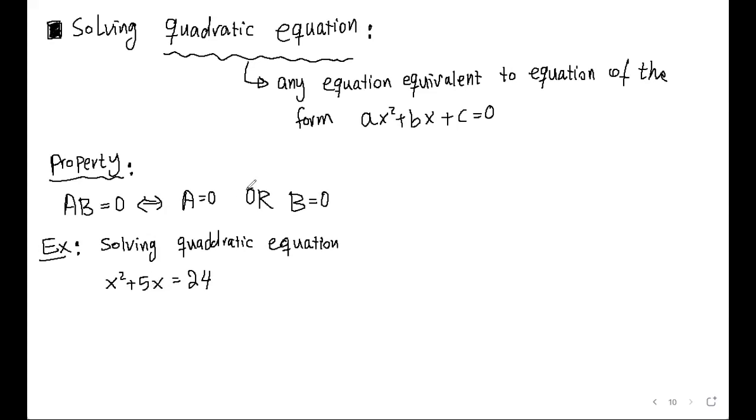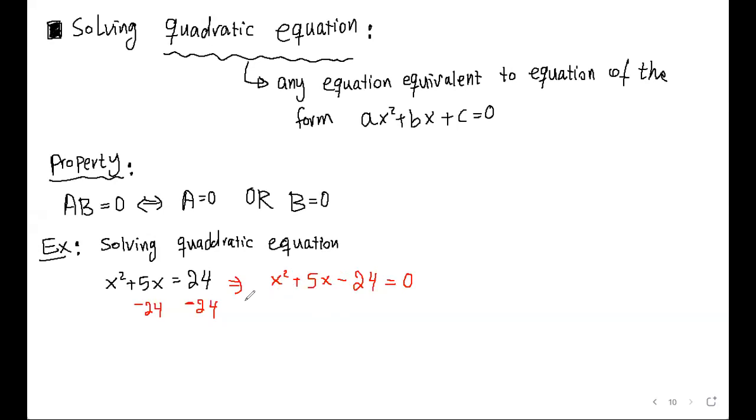Here we have like 8 minutes. Let me give you a brief on how to solve these. Next time I will explain more. So first, I have to move everything to one side. I'm going to move the number 24 to this side. How can I move this one to this side? Subtract 24. What I'm going to get: x squared plus 5x minus 24 equals 0.